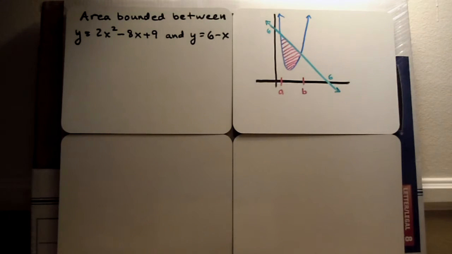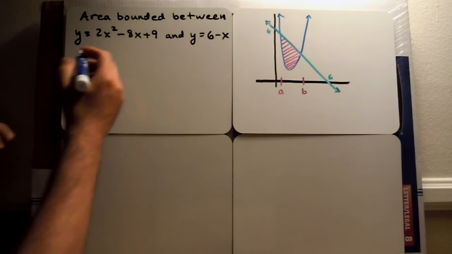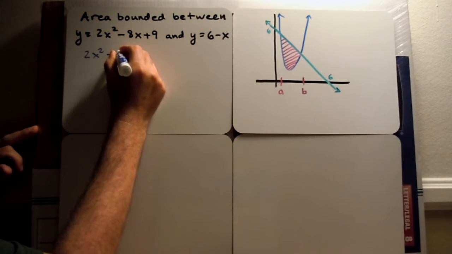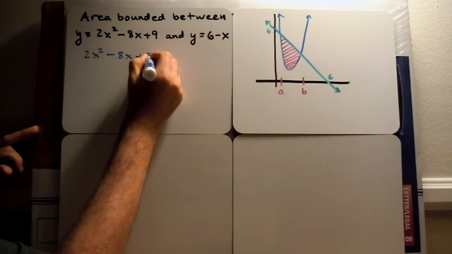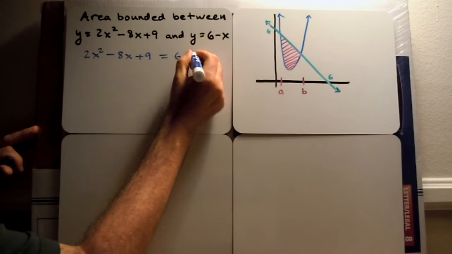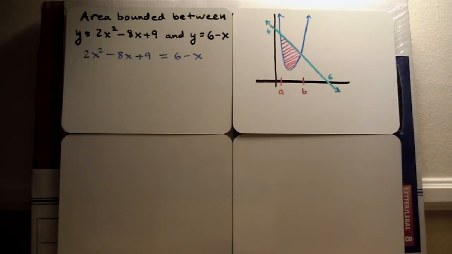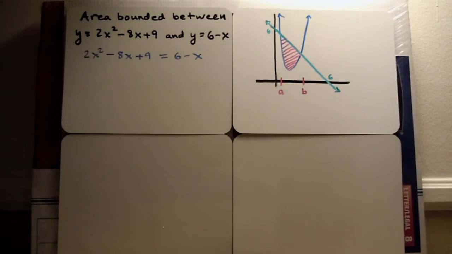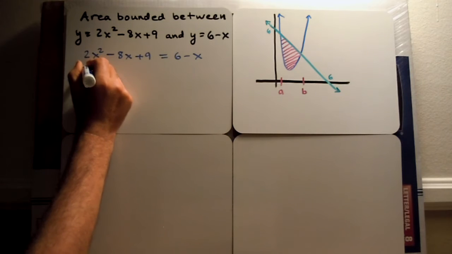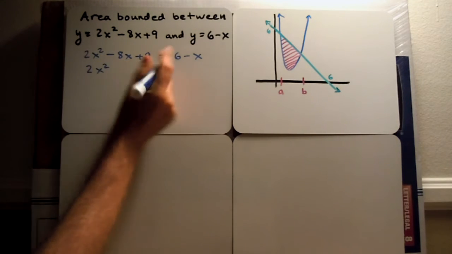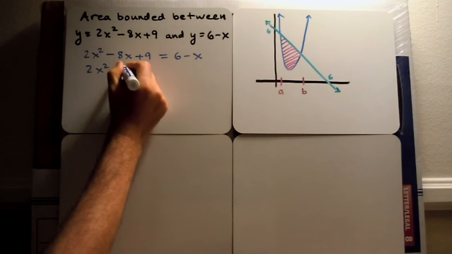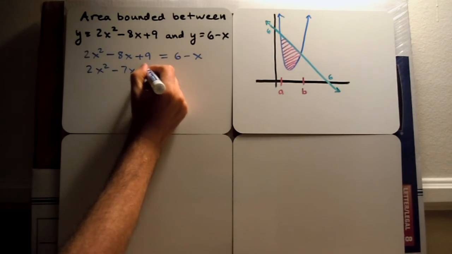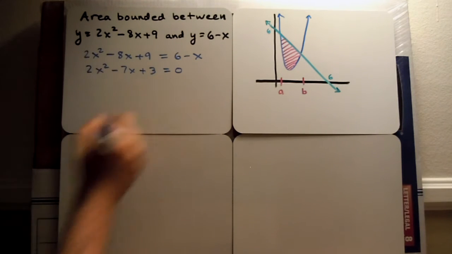In order to find those limits of integration, we're going to set the two functions equal to each other: 2x squared minus 8x plus 9 equal to 6 minus x, and determine the values at which the two functions are equal. So, doing a little bit of basic algebra, we add x and subtract 6, so we have 2x squared minus 7x plus 3 equal to 0.